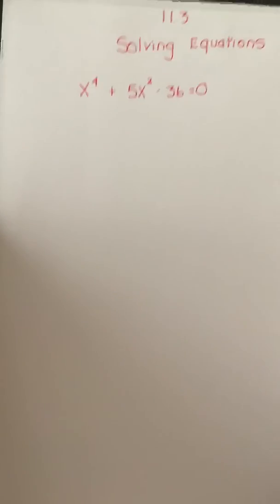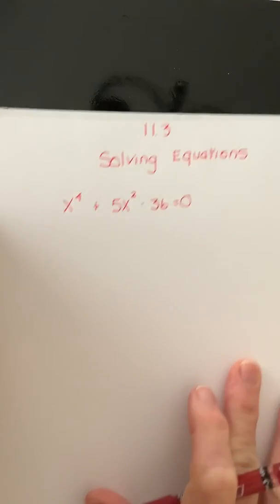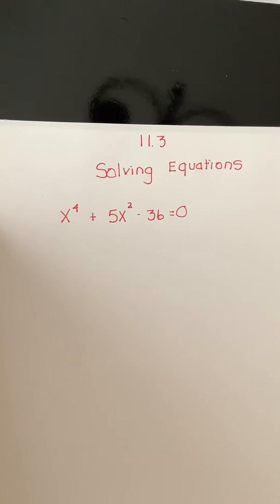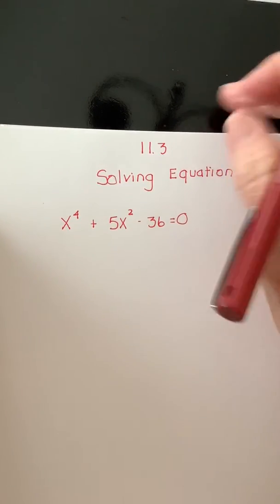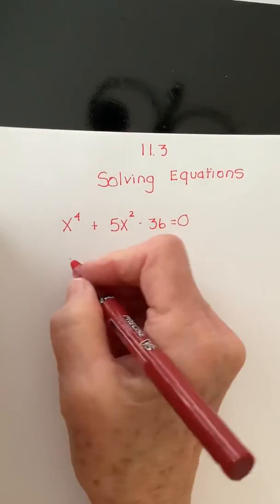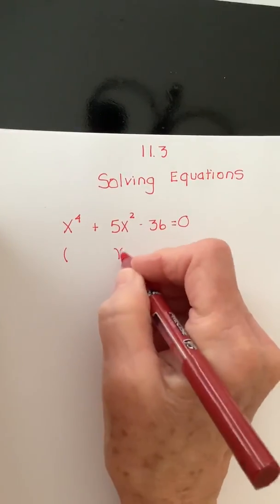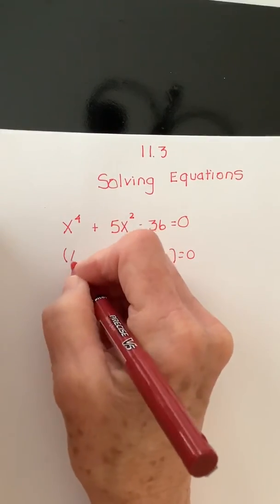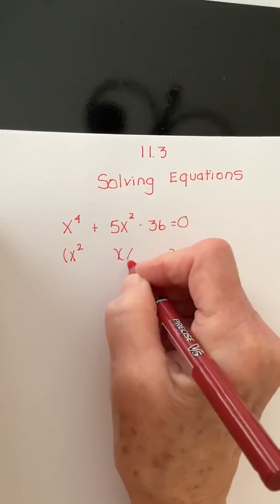Okay, next problem. This is just kind of a problem I want you to see just in case you come across something like this in Math Lab. First of all, we're only working in real numbers. All we're doing is working in real numbers. So this is something that can be factored. To get x to the 4th power, it's going to be x squared and x squared.